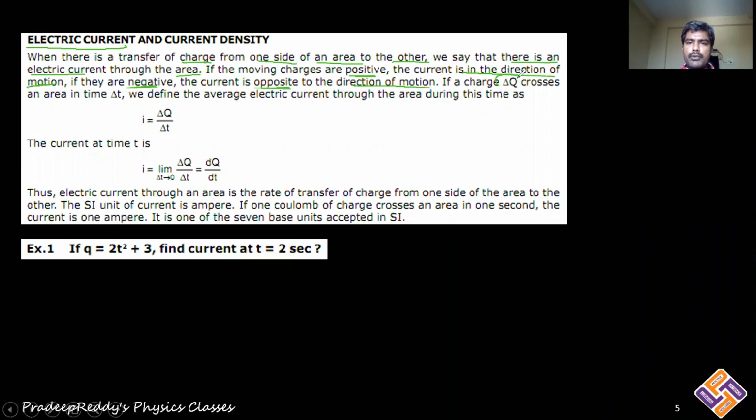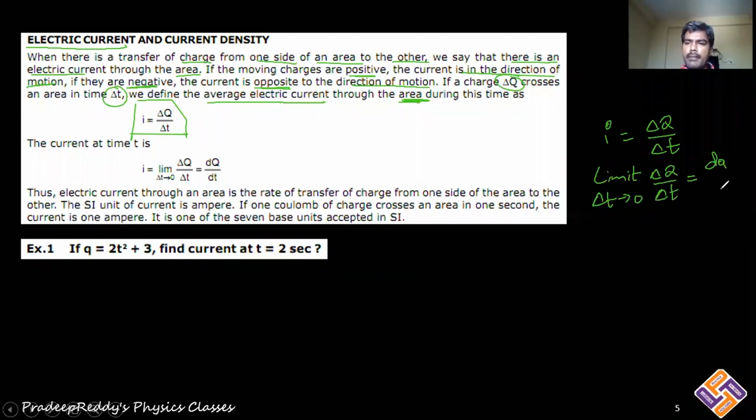If charge delta Q crosses unit area in unit time delta T, we define the average electric current through that area as I, which is delta Q by delta T. This is average current, where delta Q is the total amount of charge flowing through unit cross-sectional area per 1 second. Remember that. And I can write the limit as delta T tends to 0 of delta Q divided by delta T, which is written as dQ divided by dt.